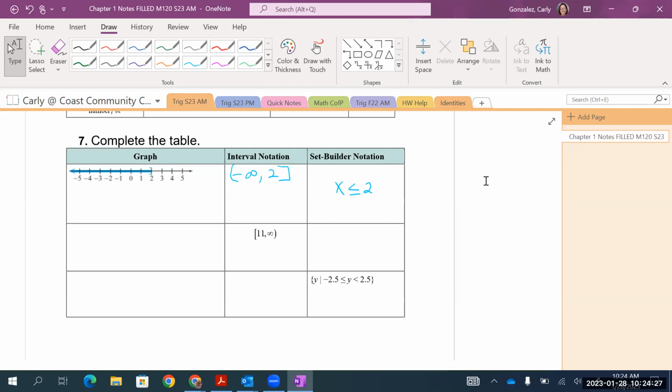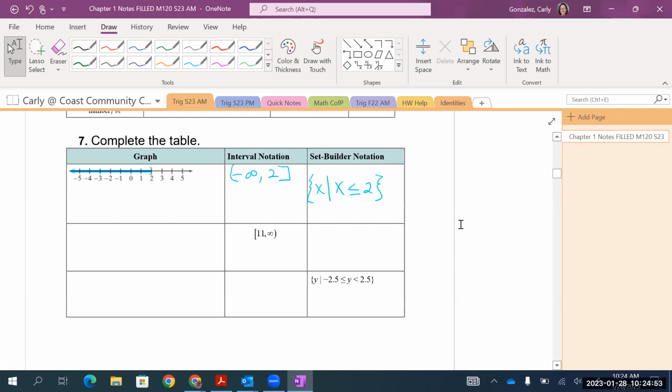But to put it in set builder notation, we put the variable in front of it. So we're using x as the variable with a vertical line. And then curly brackets around the whole thing. So the way this reads is all real numbers x such that x is less than or equal to 2.